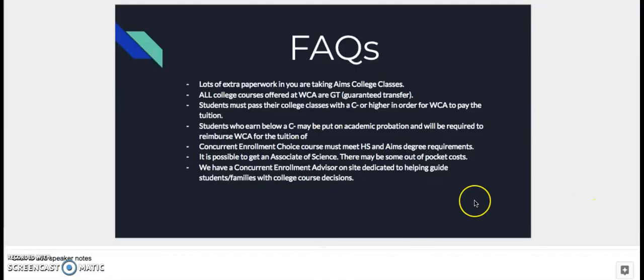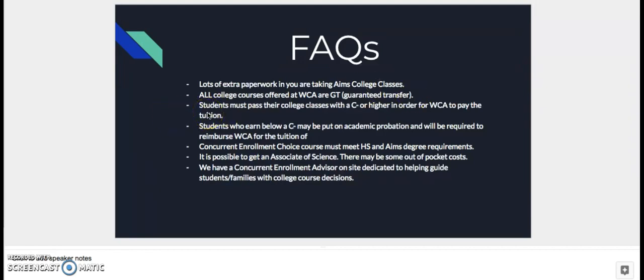So just some last bits of information that aren't in the book but are important to point out. If you are a student, regardless of the grade level you are in, that is choosing to take AIMS classes, there's quite a bit of extra paperwork, and I'll spend some time outlining what other paperwork you need to complete in order to be eligible to take those college classes. Another thing that's important to know is that all of the college courses that we offer at WCA are GT. That means they're guaranteed transfer, and they will transfer to any public four-year university in the state of Colorado.